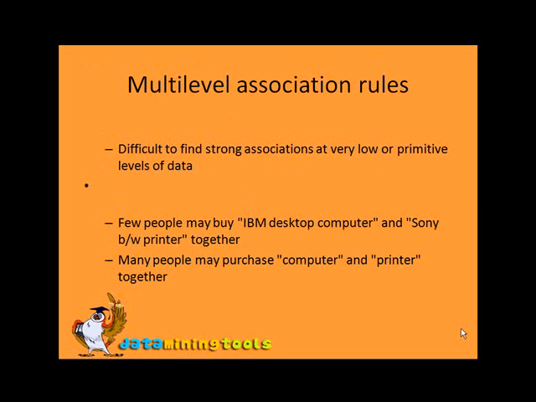Let's understand multi-level association rules. It's difficult to find strong associations at very low or primitive levels of data. For example, few people may buy an IBM desktop computer and a Sony printer together. Many people may purchase a computer and printer together. So it becomes difficult to find strong associations at this level.